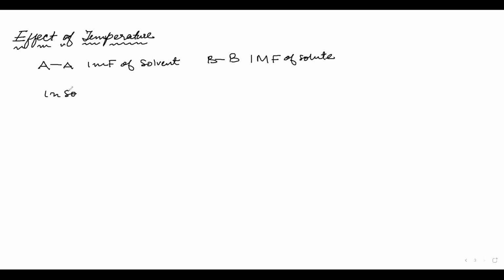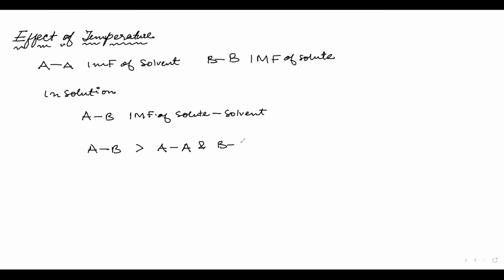Now in solution, what happens? In solution, we have AB IMF, the IMF of solute and solvent, correct? The intermolecular force of attraction which is binding the solute in the solvent. Now, if this AB force of attraction is greater than AA, and it should be greater than BB also, then what would happen? Then I would say this is the first case that can happen.